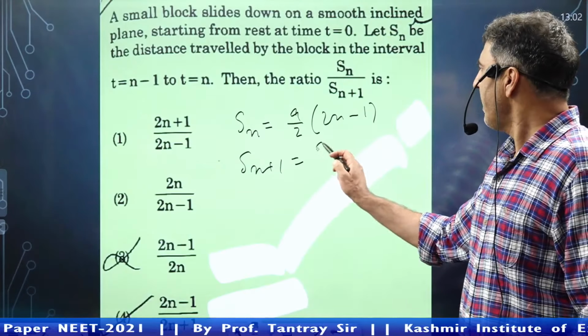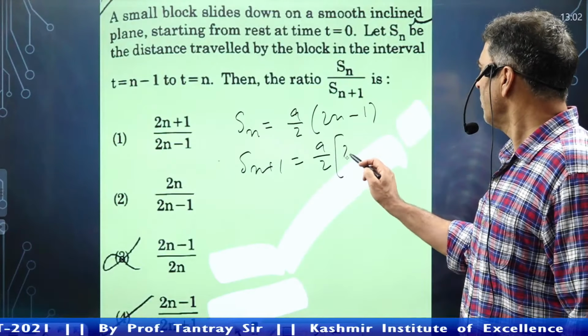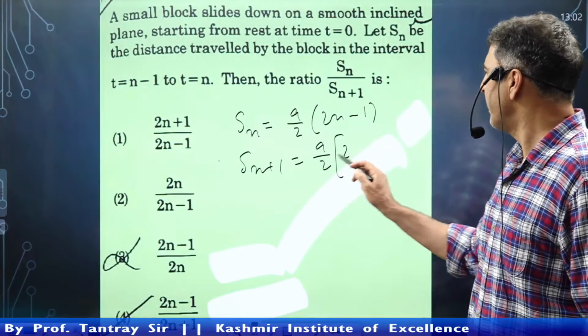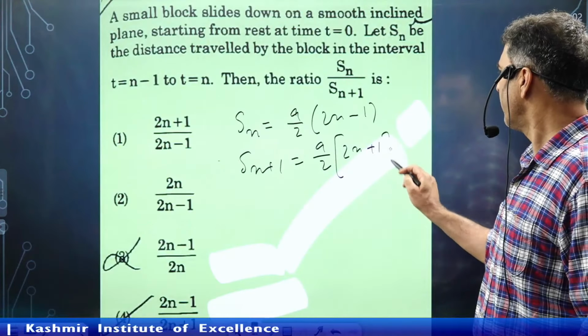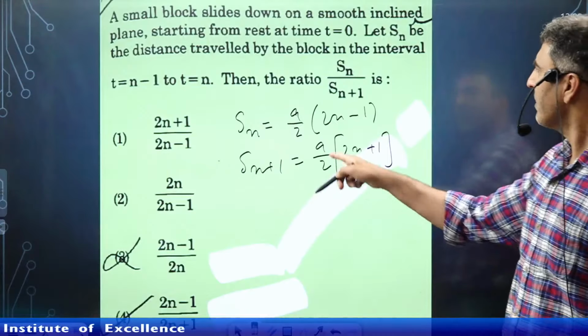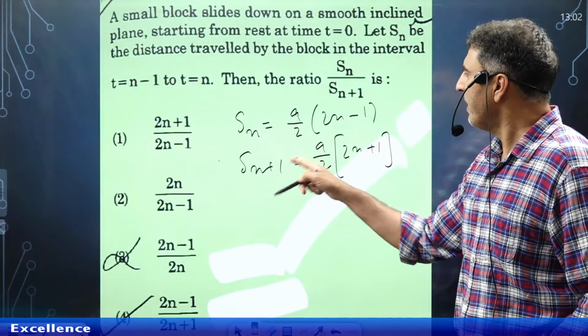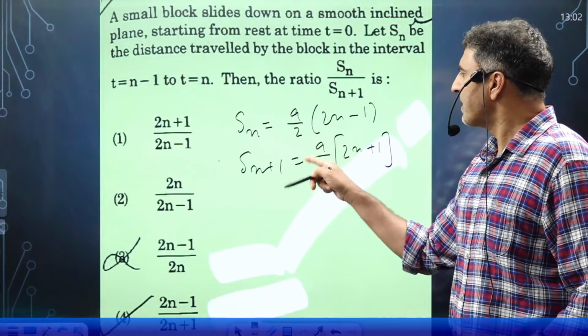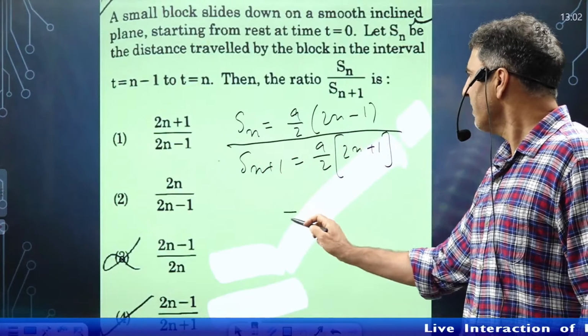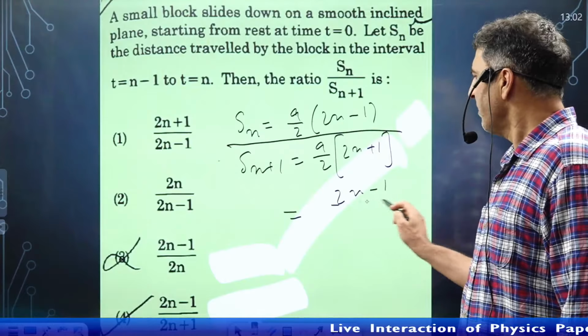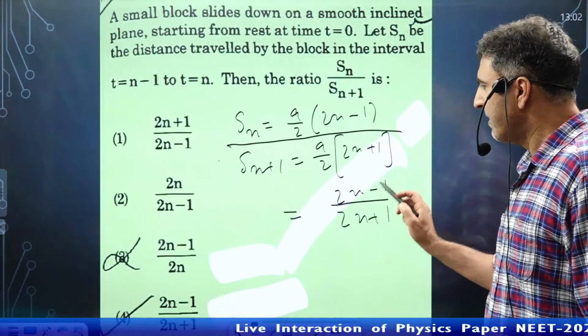That is a by 2 into 2. N will be substituted as n plus 1. So that's 2n plus 2 minus 1, that is 2n plus 1. That is all, because you have to substitute n by n plus 1. You will get the answer. You just divide them, and the answer will be 2n minus 1 by 2n plus 1. That is this answer.